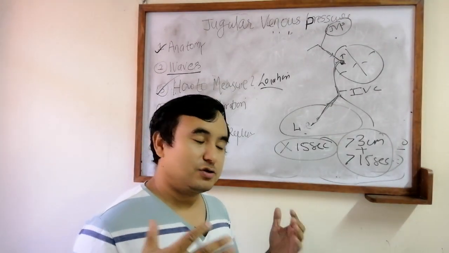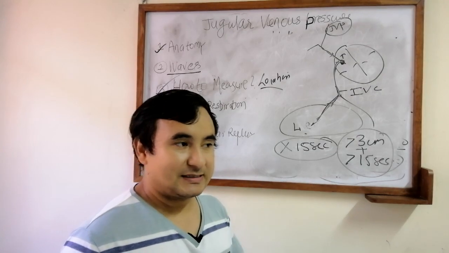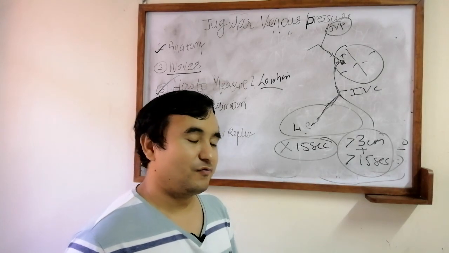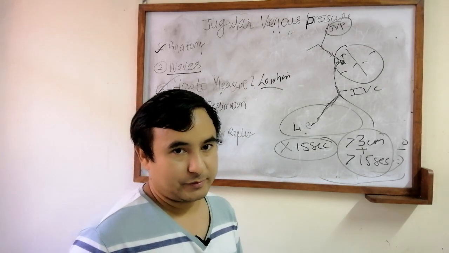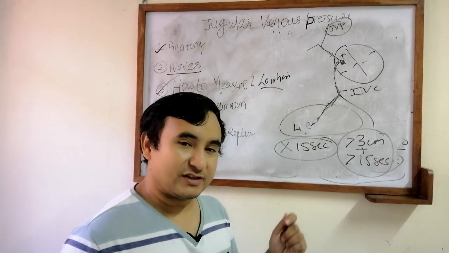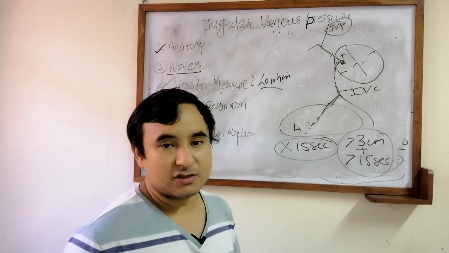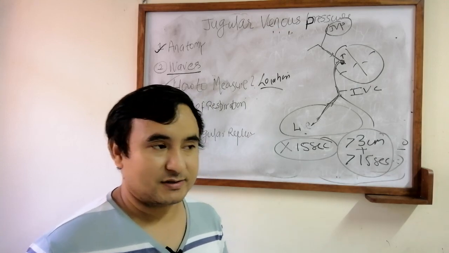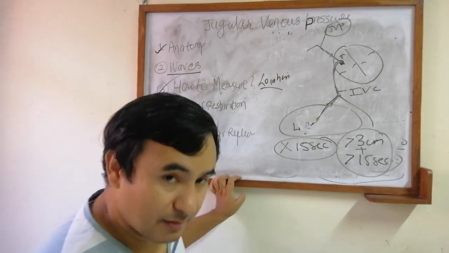That's why when you are assessing the JVP, you should not forget to assess the hepatojugular reflux. For that, you just have to press over the right upper quadrant for 15 seconds and see the level of elevation in the JVP and for how much time. If it is more than 3 centimeters and for more than 15 seconds, you can say there is a positive hepatojugular reflux.